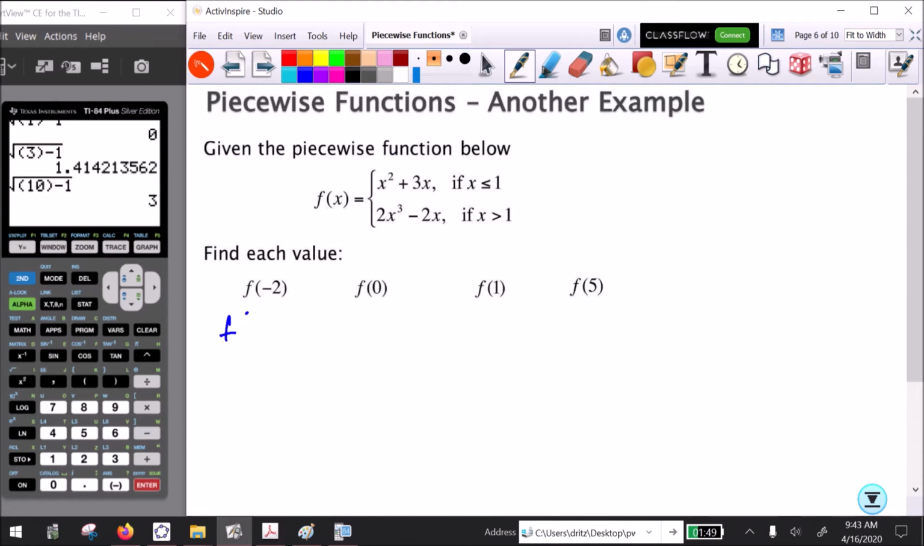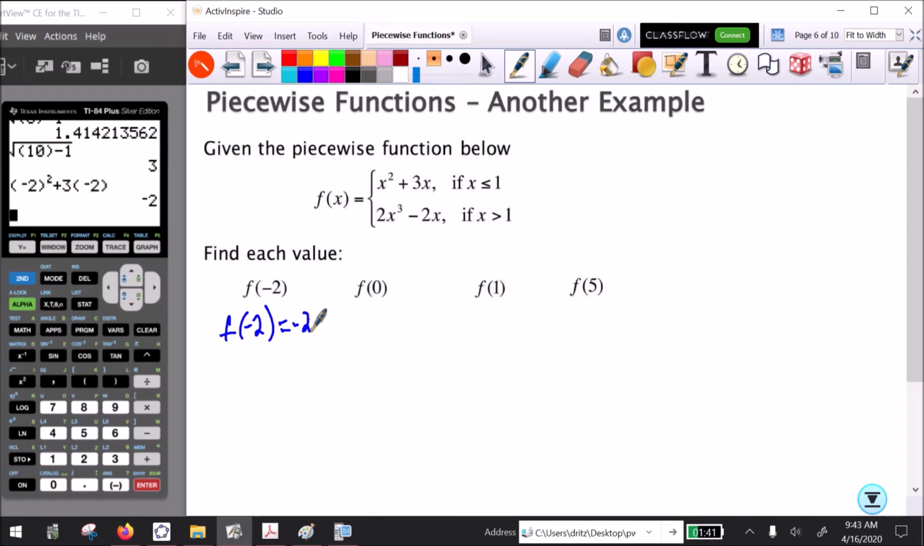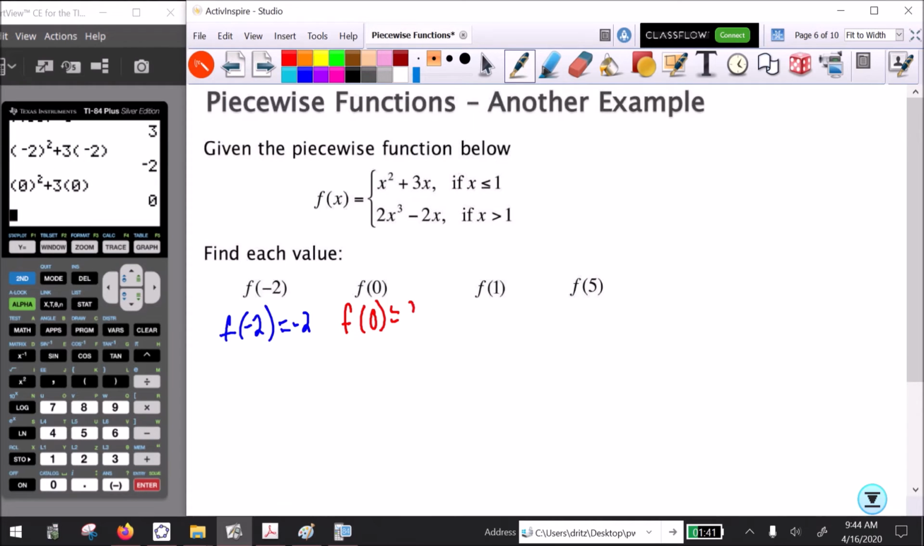Let's see. F of negative 2. We have x squared plus 3x, and we get negative 2 as our output. Let's do another one. F of 0. Since 0 is less than or equal to 1, again, we're going to plug it into the top part of this function here. 0 squared plus 3 times 0. And we get 0 as our output.